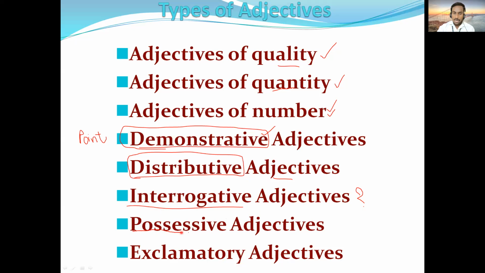Possessive adjectives, this part we have already studied when we studied pronouns. At that time we studied possessive adjectives also, but we are going to revise them in this session also. And the last one is exclamatory adjectives. Exclamatory adjectives are used in exclamatory sentences. For example, you can use it with 'What a beautiful girl' or something like this. In the next slide you can see examples of all these types, and you will get it clear. I have not mentioned all, but these are some of the types of adjectives that we will look at. Shall we go to the next slide?